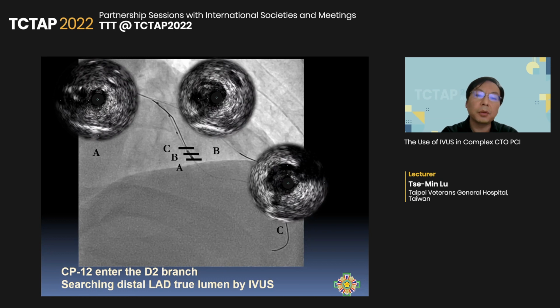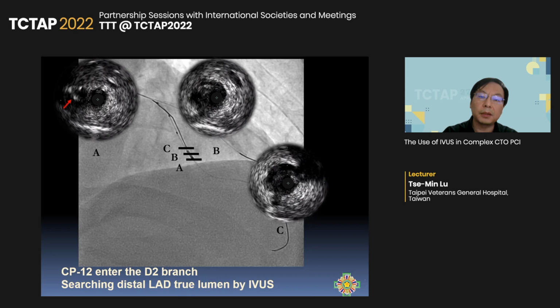And here now my wire, this is a very long CTO. My wire now has crossed the middle LAD to the diagonal branch, and I use the IVUS-guided side branch technique. My wire enters more distally, and then one stiff wire has gone into the diagonal 2 branch. And again, I use the IVUS to search for the distal LAD true lumen and try to use the double lumen microcatheter, and try to puncture my wire into the distal LAD.